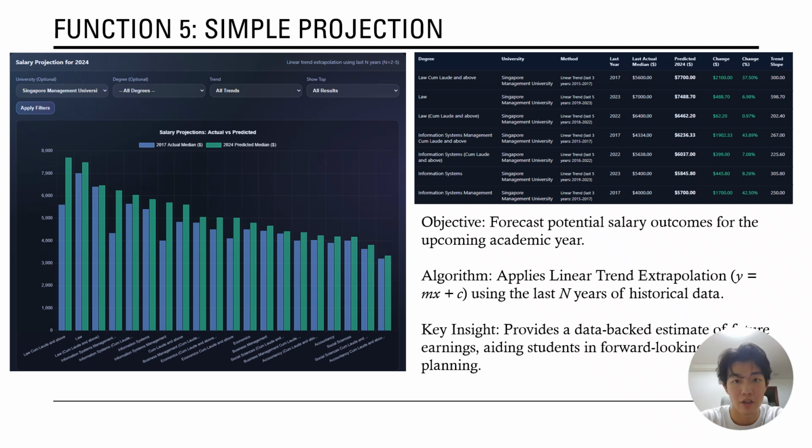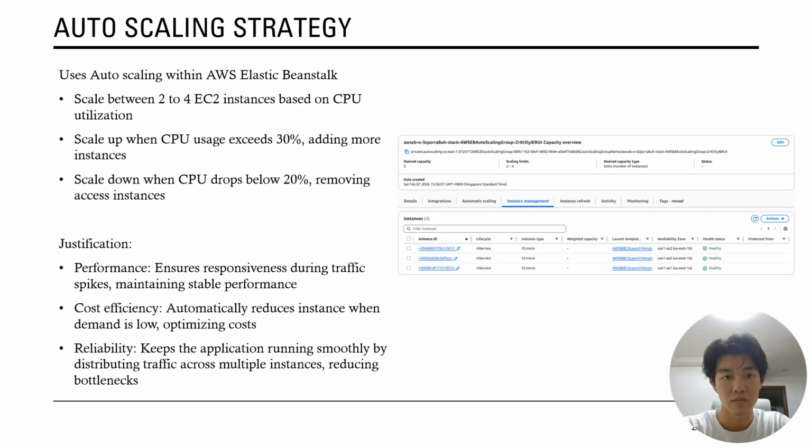The key benefit of this function is that it gives students a data-backed estimate of future earnings instead of just looking at past numbers. This helps them make more forward-looking and informed decisions when choosing a degree. Next, I'll talk about our auto-scaling strategy.